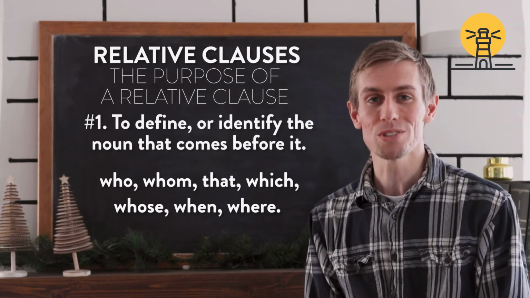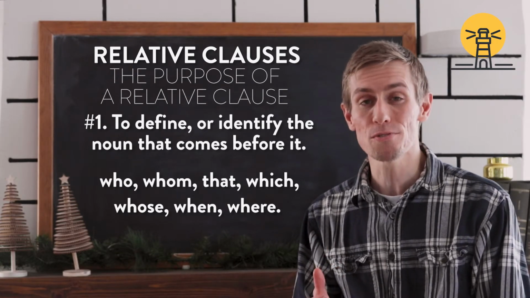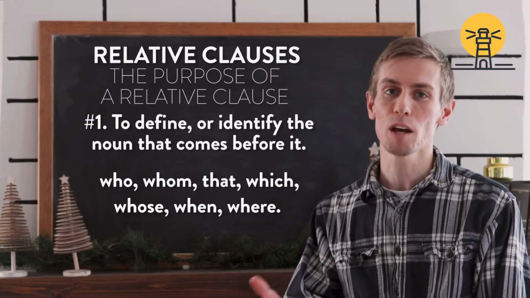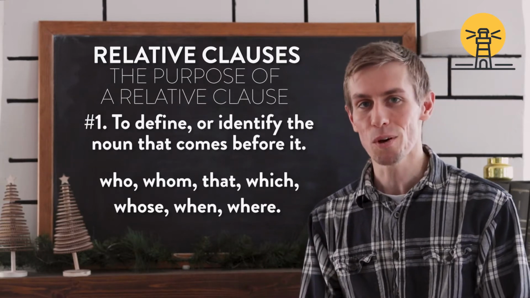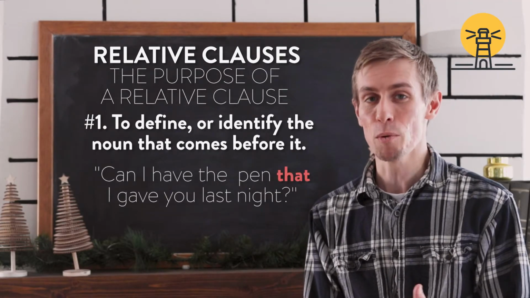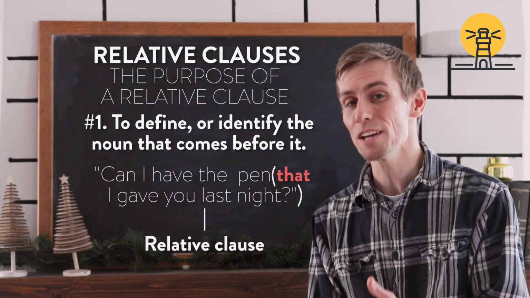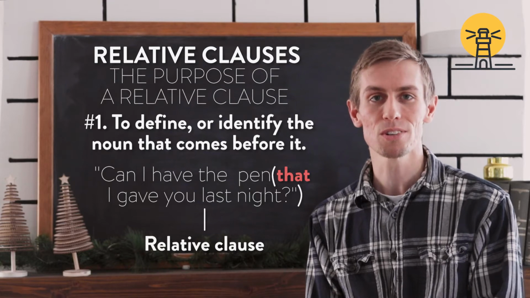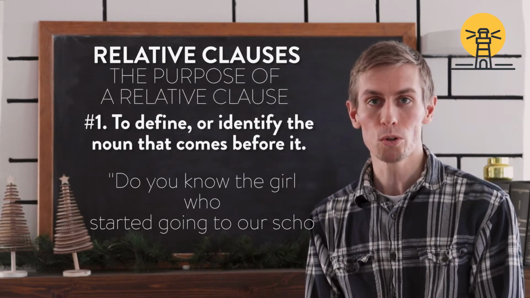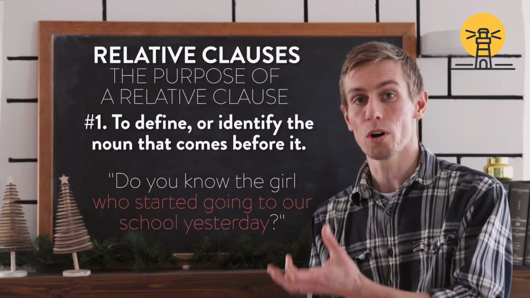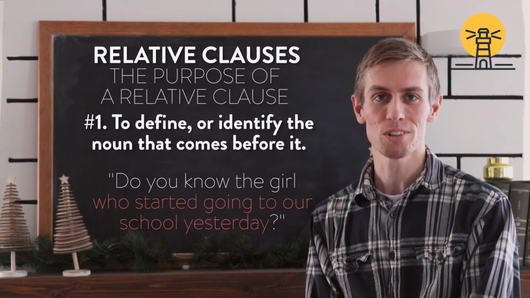The first purpose is that they define or identify the noun that precedes them, or the noun that comes before them. Let me give you a few examples. Can I have the pen that I gave you last night? That I gave you last night is a relative clause. Do you know the girl who started going to our school yesterday? Who started going to our school yesterday is the relative clause.